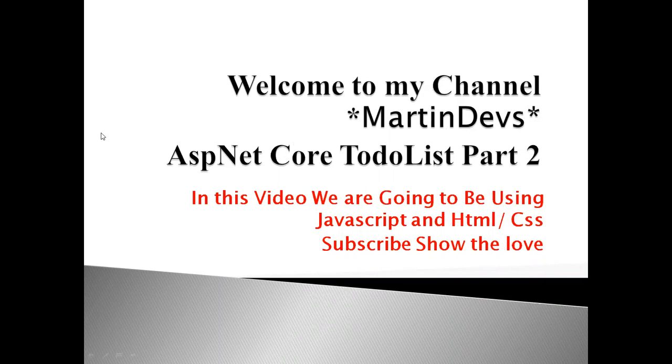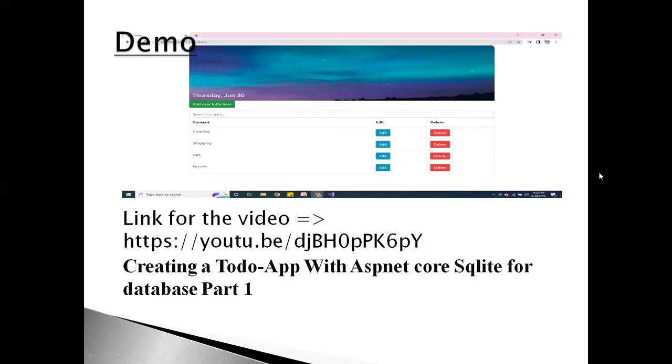This is going to be ASP.NET Core to-do list part 2. In this video, we're going to be using JavaScript, HTML, CSS, and let me show you guys a demo. If you haven't watched part 1, here's what it looks like. This is the demo here. Here's the link for the video. This video is a to-do app with ASP.NET Core using SQLite for the database. This is the first part.